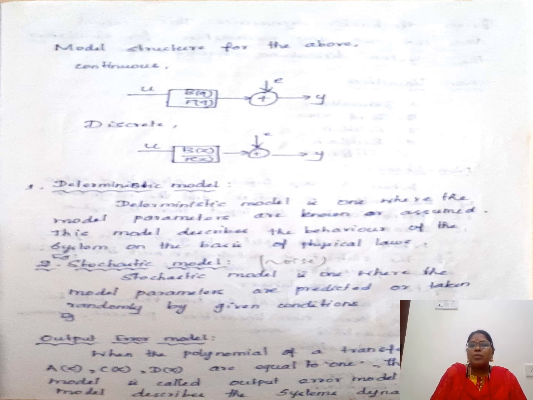In a deterministic model, the model parameters are known and assumed. This model describes the behavior of the system on the basis of physical laws, so we have to apply some laws to get this. But a stochastic model is one where the model parameters are predicted or taken randomly.